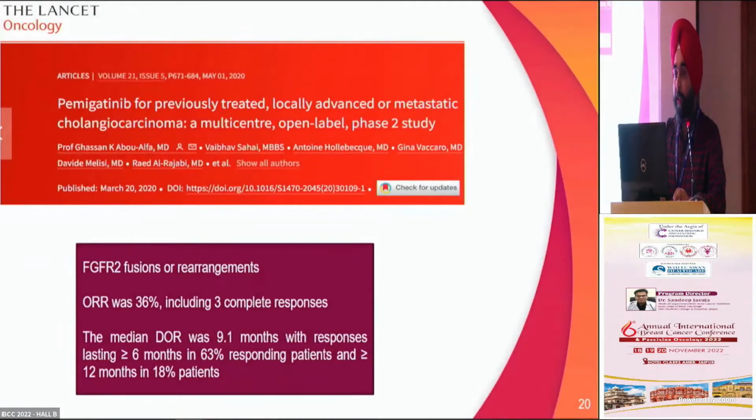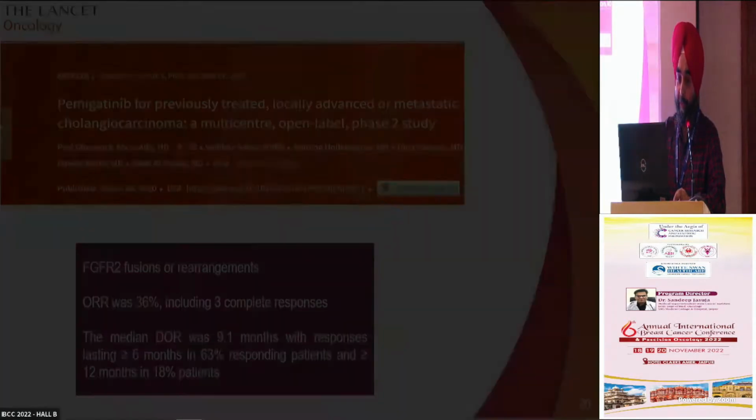Next was pemigatinib. That was again a phase 2 study, and it showed that patients who had FGFR2 fusions or rearrangements had a response rate close to 36%, and the median duration of response was 9.1 months. The responses lasted for more than 6 months in approximately more than 60% of patients, and in close to 18% of patients more than 12 months.